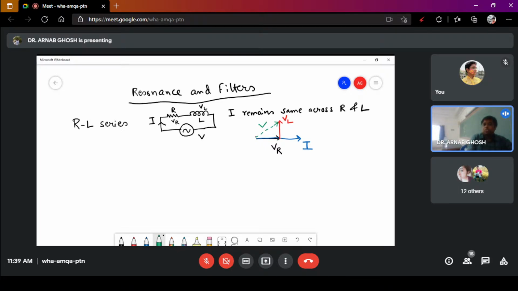So if you are asked to draw the phasor for an RL series circuit, this is VR, this is I. VR and I will be in phase with each other, while I will be lagging VL by an angle of 90 degree. So the resultant voltage is V, which is the vector addition of VR and VL.